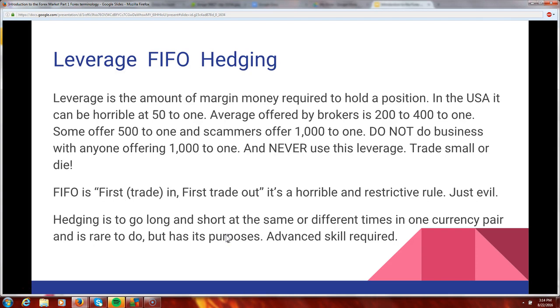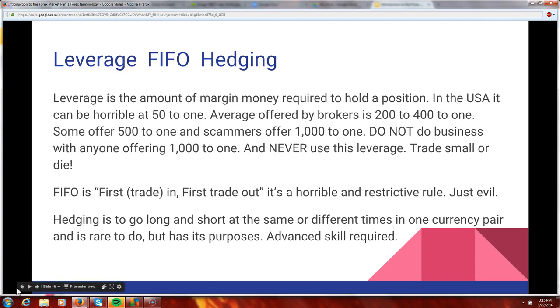All right, leverage, FIFO, and hedging. We will talk about these 3 terms. Now, leverage is the amount of money, margin money, required to hold a position. So in the USA, pardon me, it can be horrible because they make us deal with 50 to 1. The average that is offered by most reputable brokers will be 200 to 1 or 400 to 1.